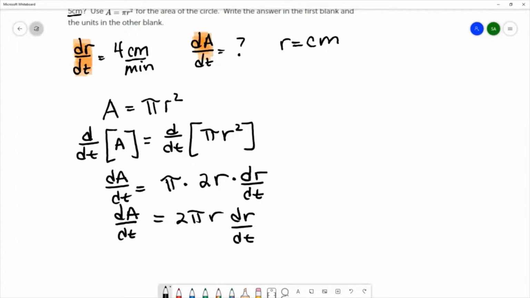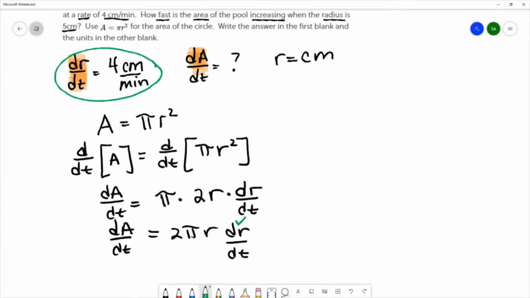And I'm going to look back at the information that I was given. I have dr/dt being 4 centimeters per minute. And I'm going to substitute that into dr/dt here. I was given, looks like I left off the 5 up here. The radius is 5 centimeters. I'm going to substitute that in for r.